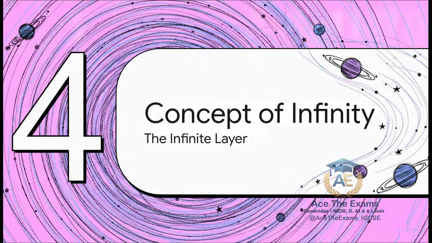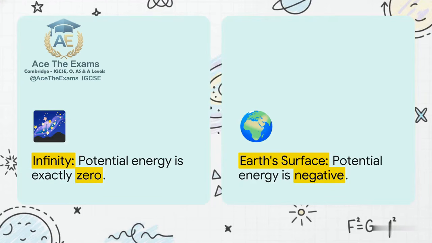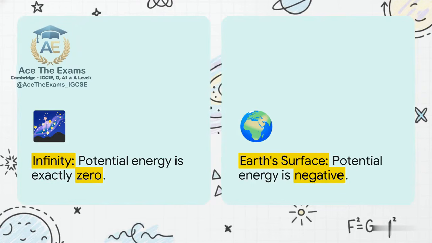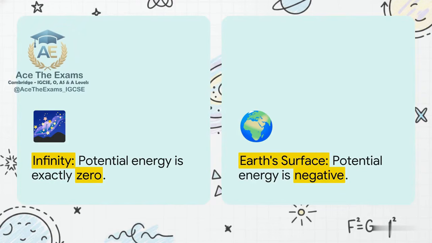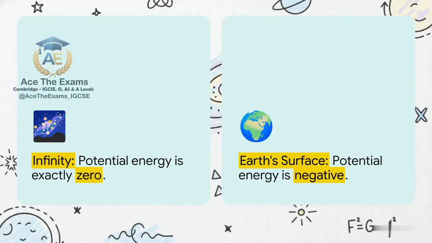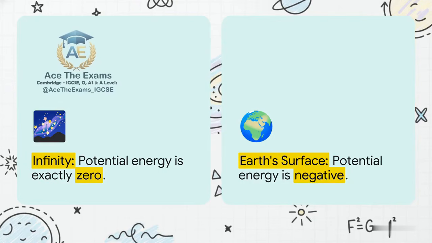Section 4. The concept of infinity. Let's push our understanding out to the absolute infinite limit. This layer contains arguably the most counterintuitive rule in the entire Cambridge syllabus. The crucial point to grasp here is how physicists define zero. Exactly zero gravitational potential energy is defined as being at an infinite distance away from a mass. Why? Because at infinity, the gravitational pull is practically non-existent.